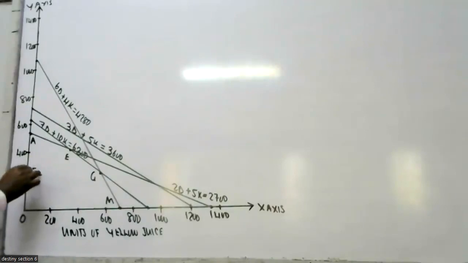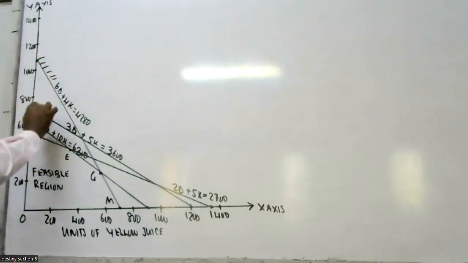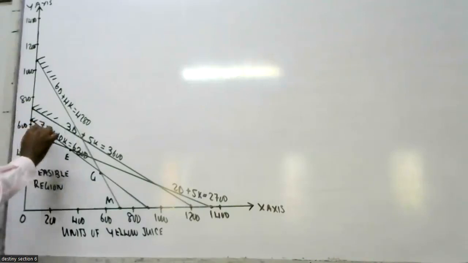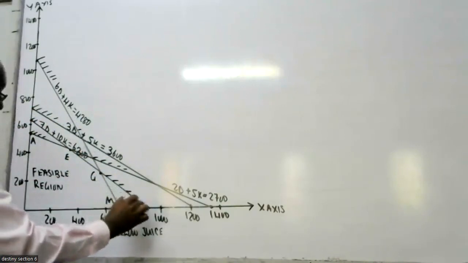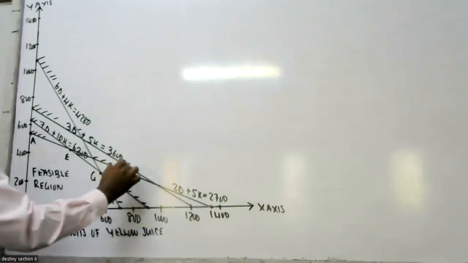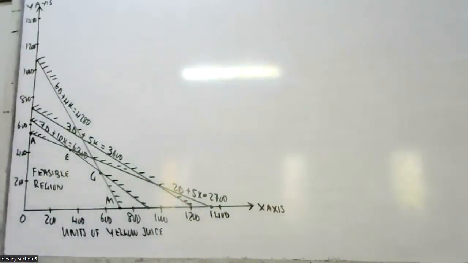Now the whole of this region is called the feasible region. And why are we calling it the feasible region? We call it that because we need to shade the unwanted area. You shade in a very smart way like this. So the other part is the one that we do not want.